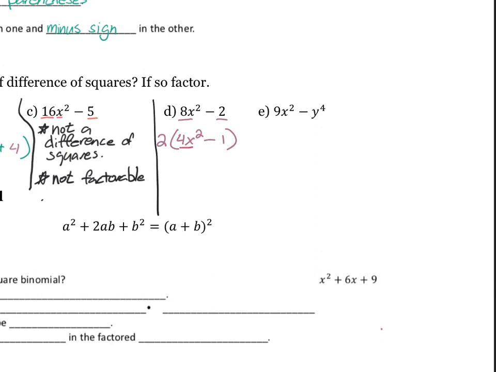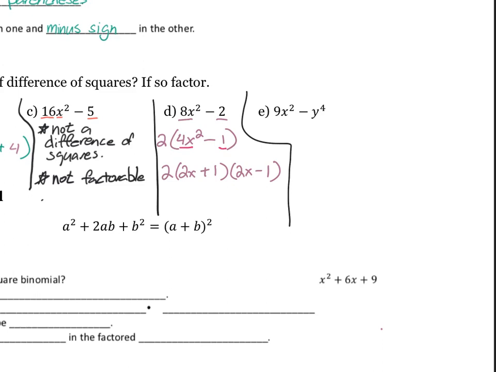So 4x squared is a perfect square. And 1 you might not recognize it right away, but it is a perfect square because the square root of 1 is just 1. So let's go ahead and factor this some more. We're going to set up two sets of parentheses. I'm going to take the square root of the first term, which is 2x, the square root of the last term, which is 1, and then one of these gets a plus and one of them gets a minus.